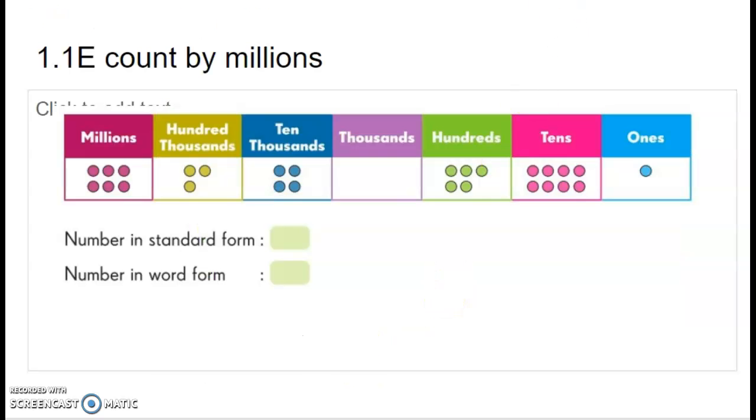Let's look at one more example. All right, so we have our chart. We can see how many of each one we have. I always like, if I have a chart like this, to write it in standard form first before I try to write it in word form or say it out loud, because it's not laid out how my brain likes to read it.